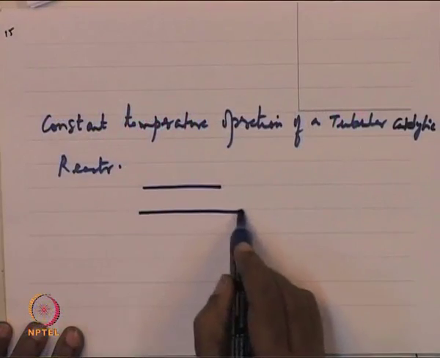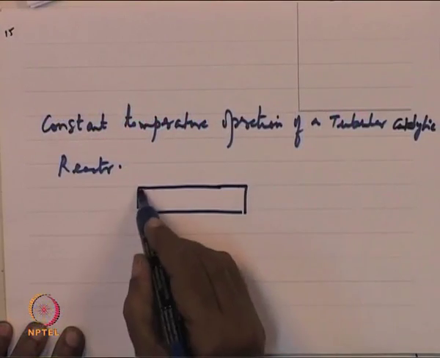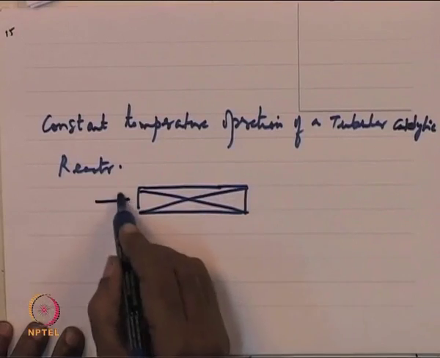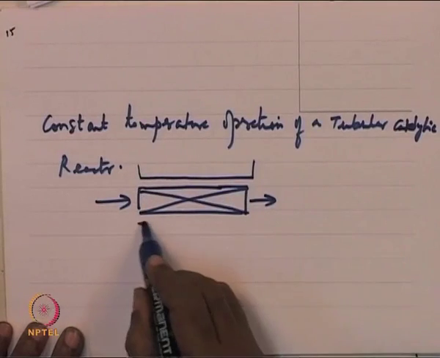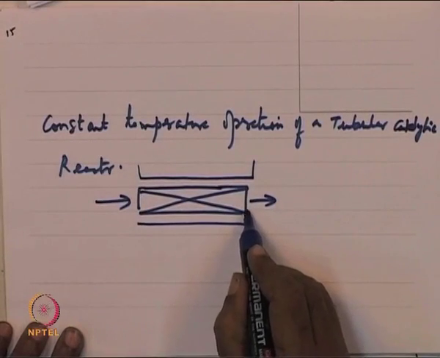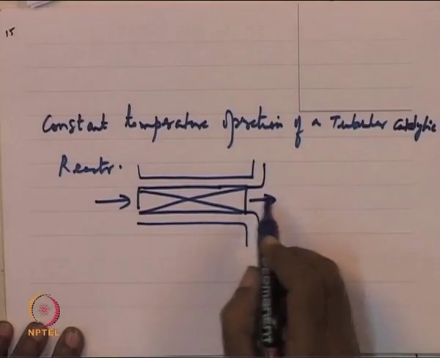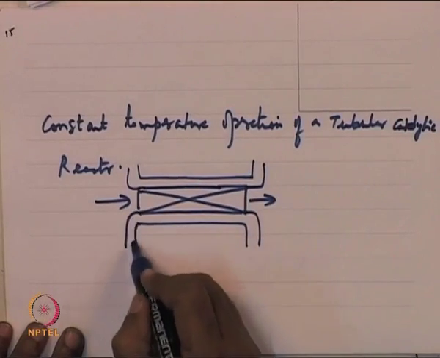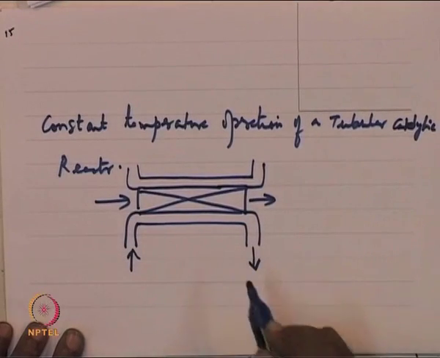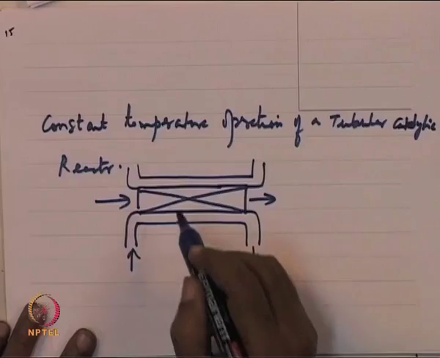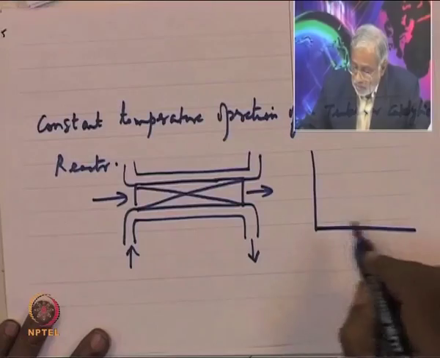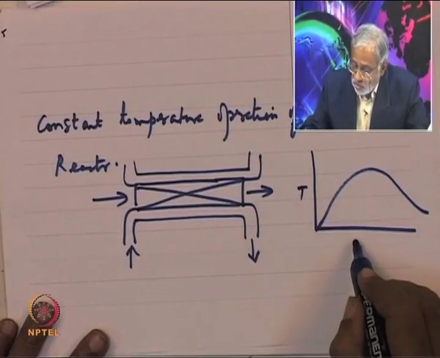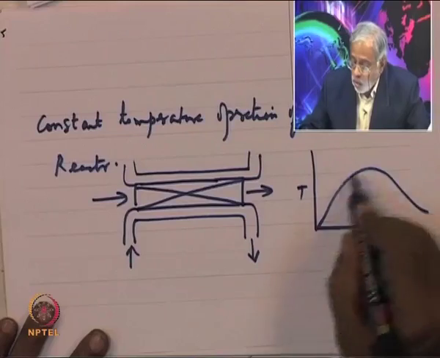So, we have here a reactor, into which there is a catalyst, and feed comes in, and there is what is called a jacket. This is a jacket, through which the cooling fluid goes in and comes out. Now, because of the fact that there is wall cooling, we are seeing this kind of temperature profile I have pointed out to you, T versus volume, and we do not want this.